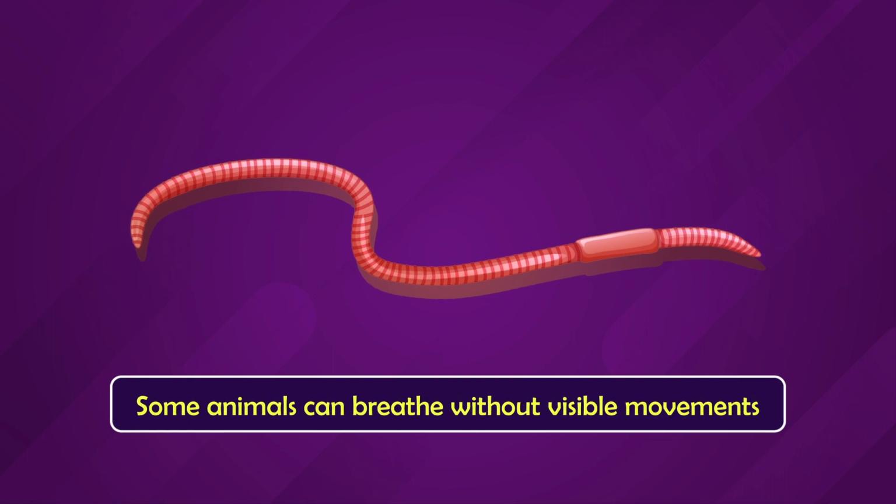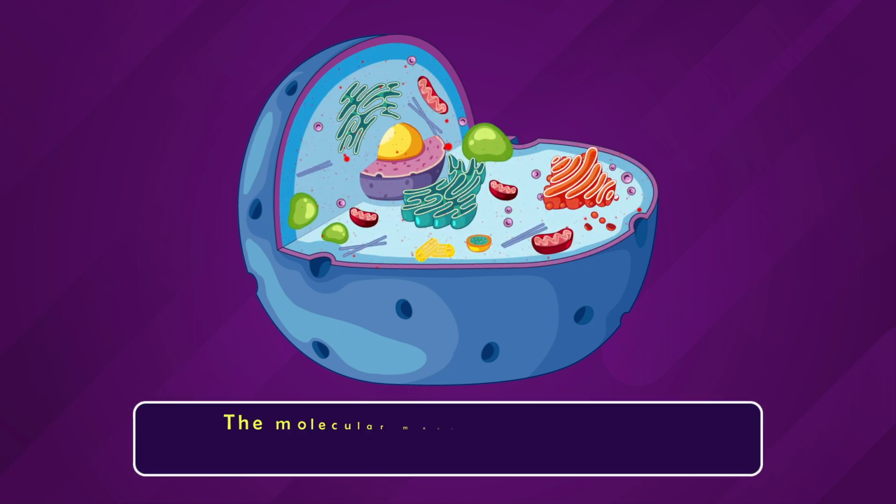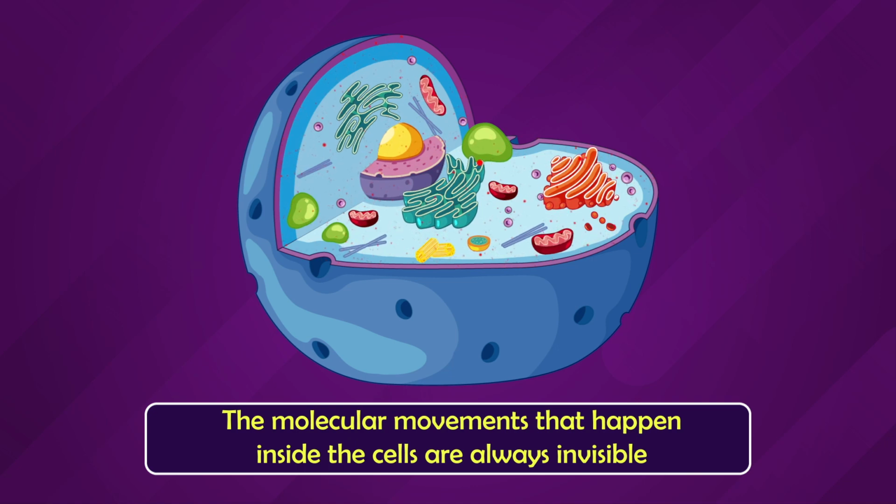Some animals can breathe without visible movements. For example, earthworms breathe through the skin that is not visible. Very small scale movements like the movement of molecules will be invisible to the naked eye. The movements that happen in the cells are always invisible.